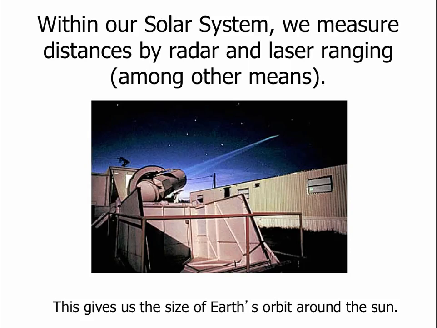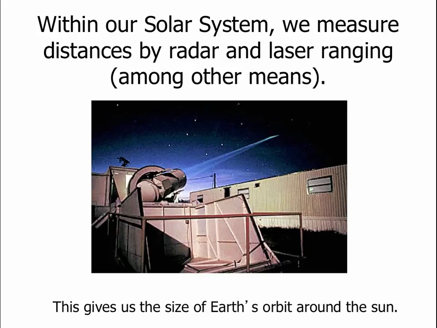So we begin with the smallest distances that we need to measure, and that's distances within our own solar system. There are different ways to measure distances within our solar system, but the two primary ways, the most direct ways, are by radar ranging, where you emit a radar beam, it bounces off another planet or an asteroid, comes back to us. We time how long it takes, we know the speed of light, that tells us the distance to the object. And for the moon, we can use laser ranging.